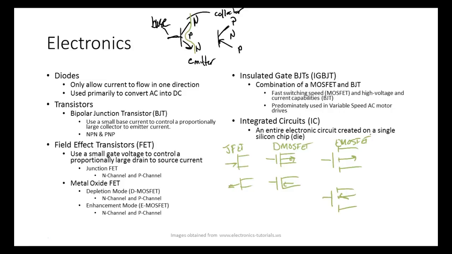Insulated gate BJTs, these are basically ICs because they combine two things. They combine an FET with a bipolar transistor, and it's insulated. So all I see is a device that's got three leads coming out of it, and that's what an insulated gate bipolar junction transistor is.